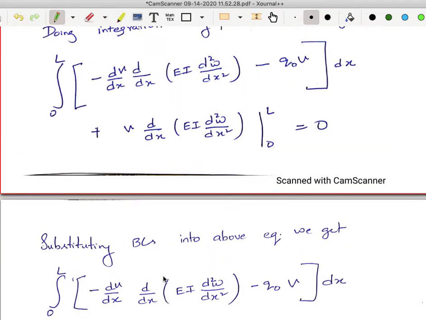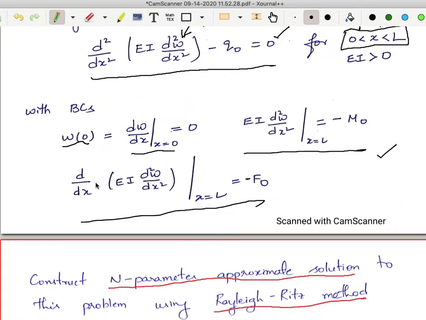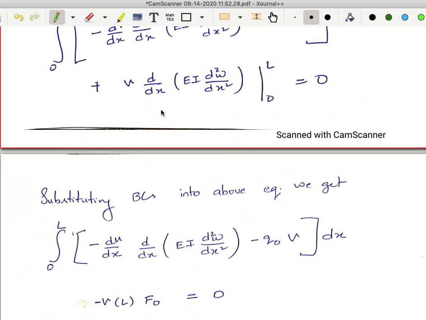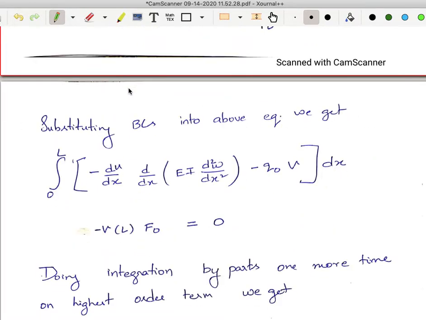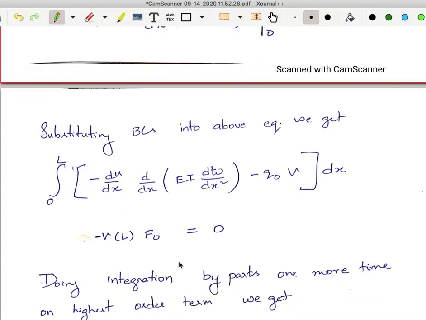Now what are the boundary conditions in this problem? Boundary conditions are d by dx of EI into d square w by dx square at x equal to L is minus f naught. Okay, so at L, what will this become? This becomes minus f naught, and this becomes v of L. So it will be minus v of L into f naught, minus v at 0 into this at 0, but v at 0 is 0. So you simply end up with only this much. Okay, so after substituting the boundary conditions, this is what we get.